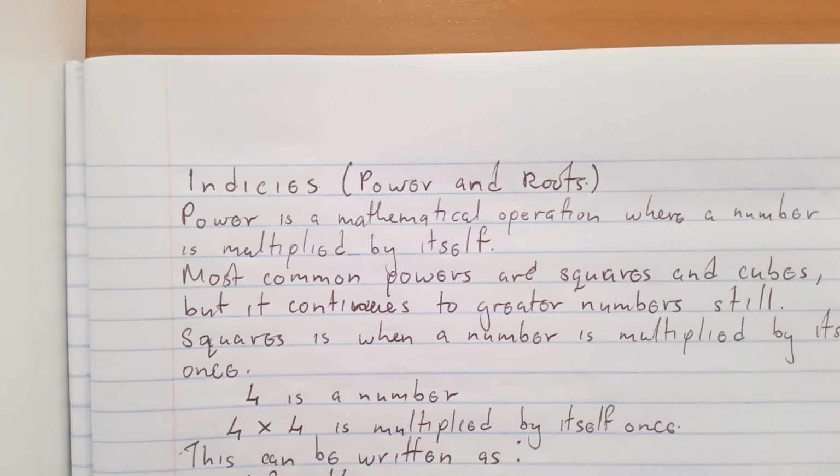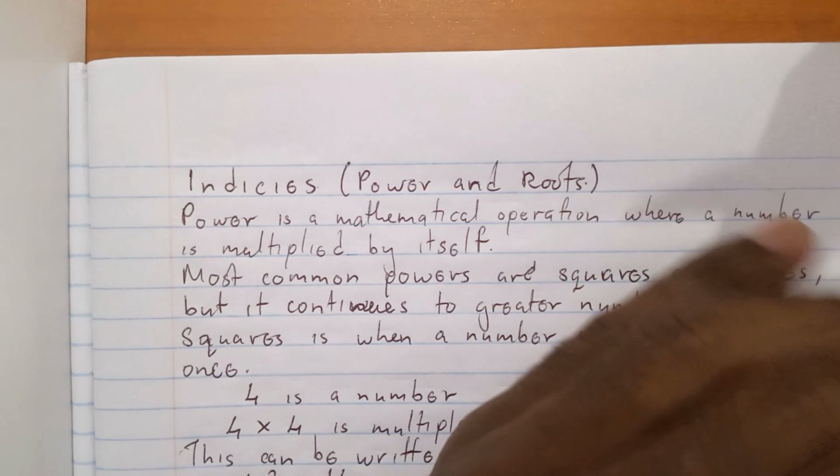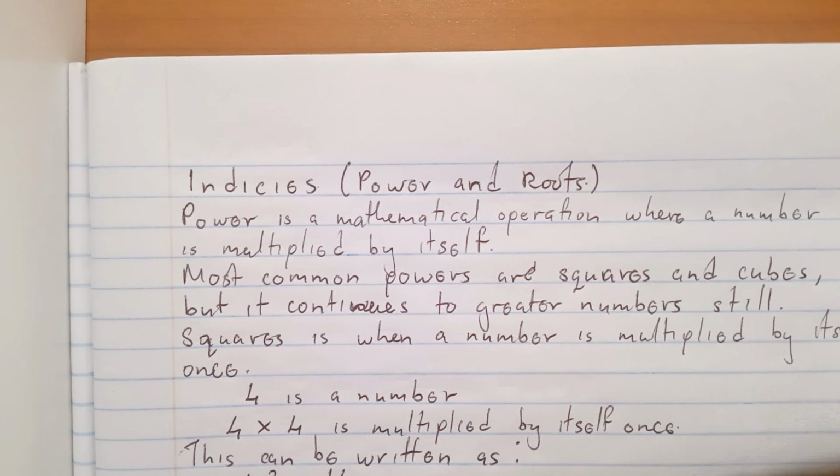Okay? Now, most common powers are squares and cubes. They're the most appearing, and those are the most that you'll find in your questions. But that does not mean that you cannot get other numbers. Okay? Other numbers are still there, and we're going to look at it. So let's start off with squares.